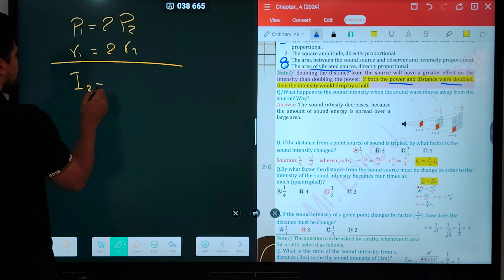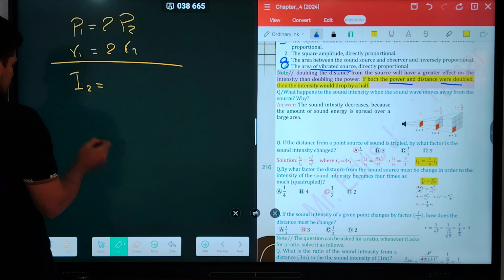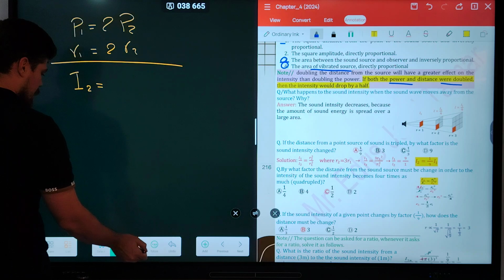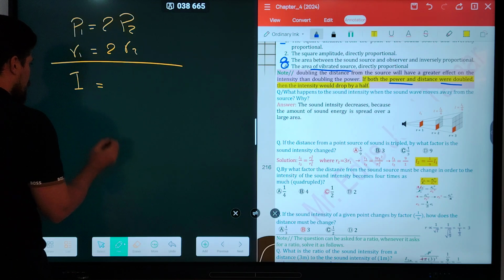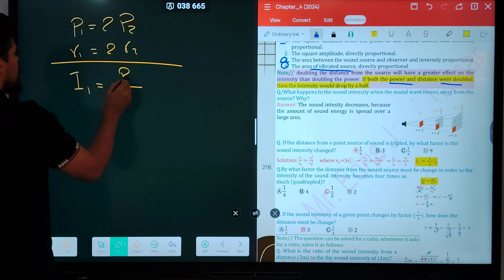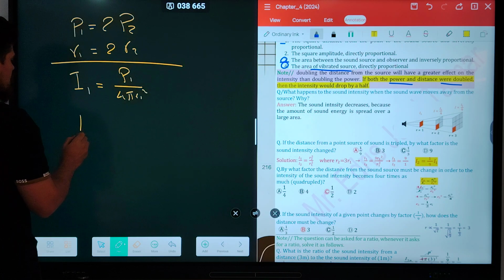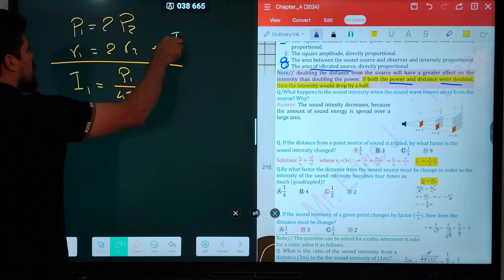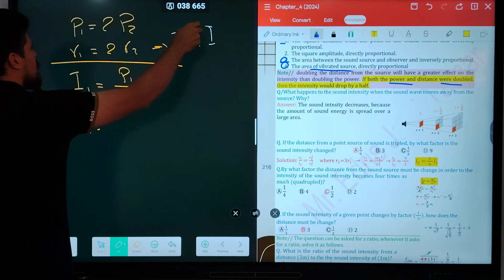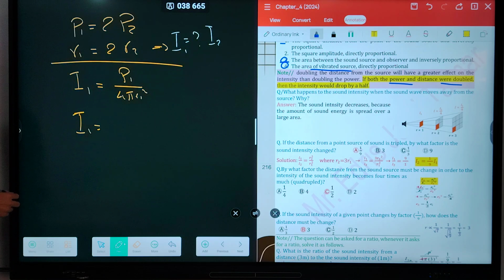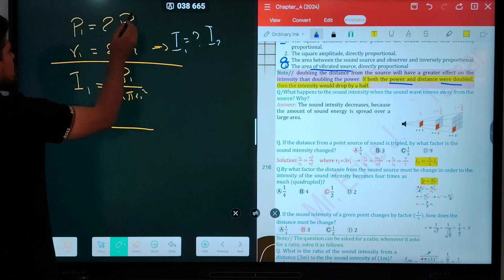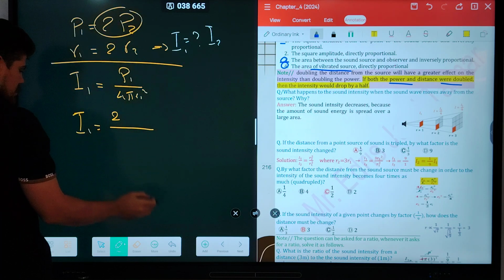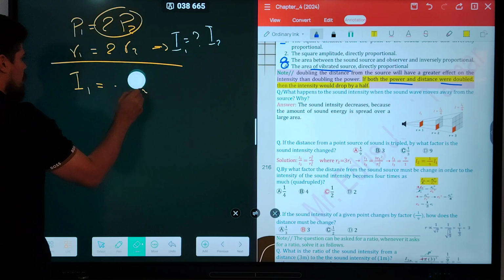Why? Because I1 is equal to P1 over 4 pi R1 squared. The question is, I1 changes by which factor of I2, if I double both power and distance from the source? P1 is equal to what? 2P2. Sorry. You have to compare by a fraction.